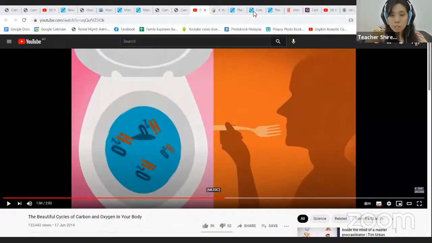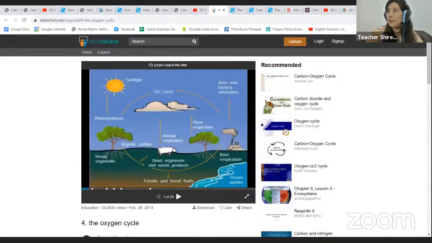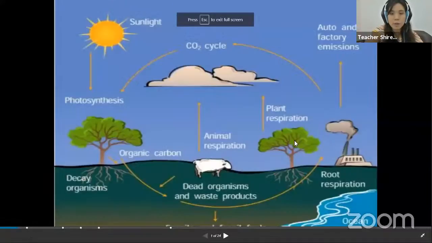Okay, let me share a picture. A slideshow. So this is a slideshow that I want to show you. This is how the whole CO2 cycle, which means the carbon cycle, works.